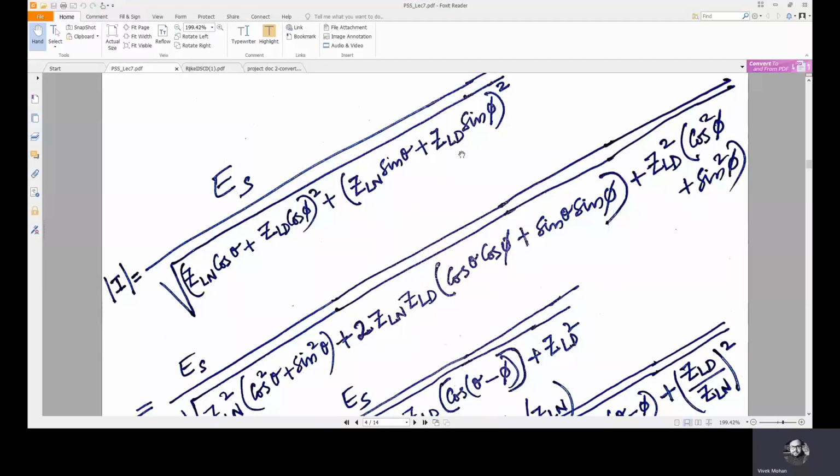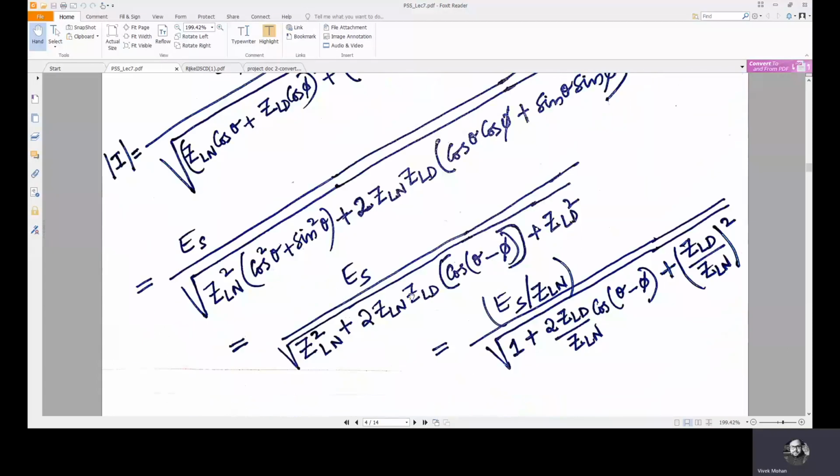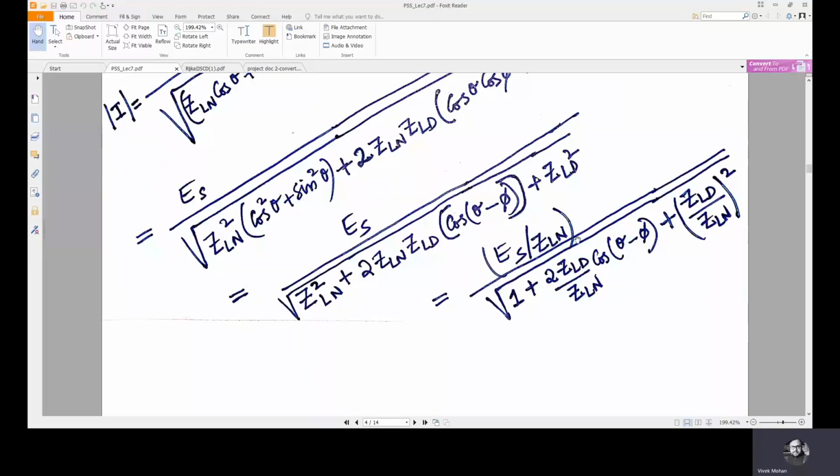So when you take this cos theta plus J sin theta and cos phi plus J sin phi, and multiply with ZLN and ZLD, you will get the magnitude in the denominator as root of ZLN cos theta plus ZLD cos phi the whole squared plus ZLN sin theta plus ZLD sin phi the whole squared. Basically the sine terms are taken together and cos terms are taken together. Now when we simplify this, what we obtain is ES divided by ZLN divided by root of 1 plus 2 ZLD by ZLN into cos theta minus phi plus ZLD by ZLN the whole squared.